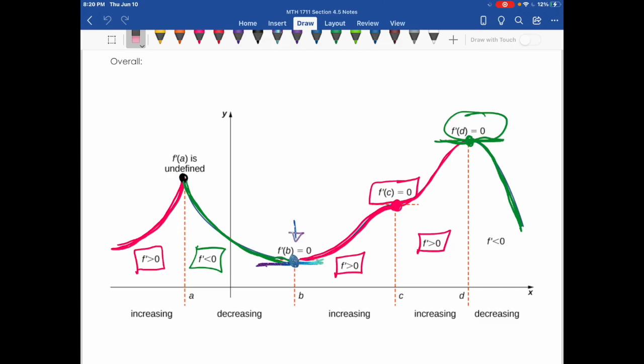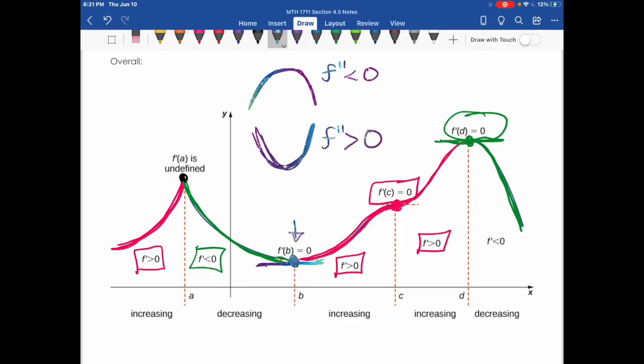Now remember, don't forget, when the graph looks like an upside down bowl or a frown shape, that's where the second derivative is negative. And when the graph has an upright bowl shape or a smile shape, that's concave up, and the second derivative will be greater than 0. And where the second derivative is equal to 0, that's a point of inflection.